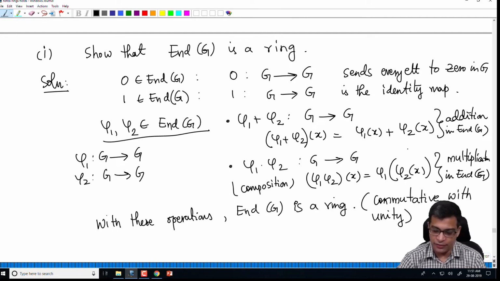The other conditions are fairly straightforward, because if phi1 and phi2 are group homomorphisms, their sum is a group homomorphism. If phi1, phi2 are group homomorphisms, their composition is also a group homomorphism. These are all group theoretic properties that one has to check. Phi1 plus 0 is phi1, phi1 circle phi2 is equal to phi2 circle phi1, that I told you to check. Phi1 circle 1 is phi1, and you have to check the distributive property. You have to check that under addition it's a group.